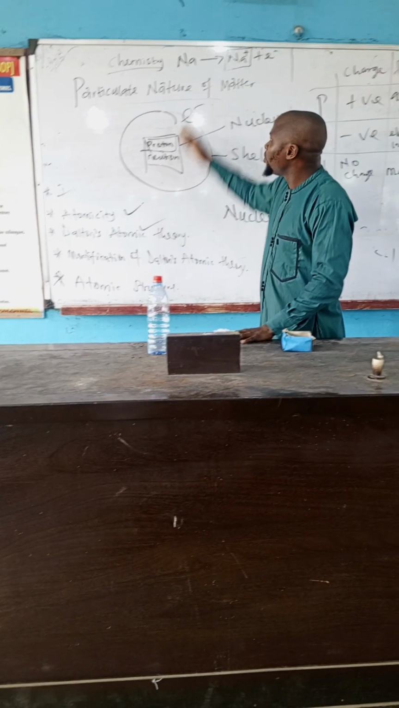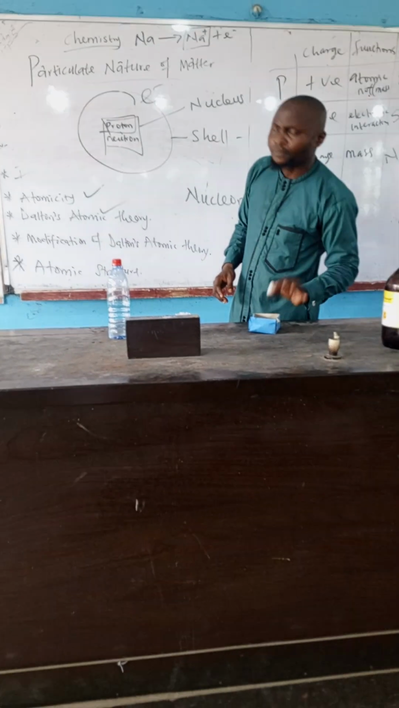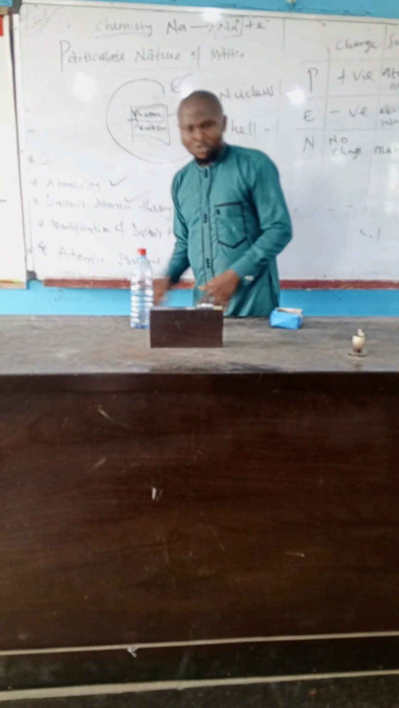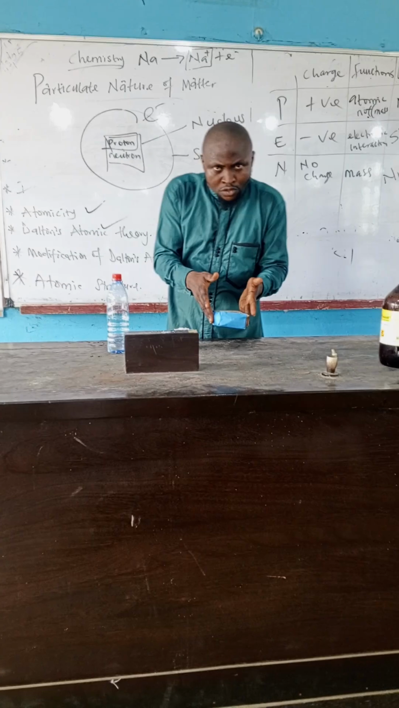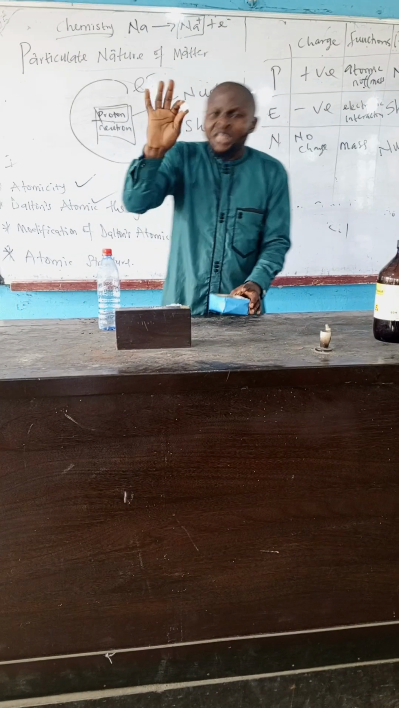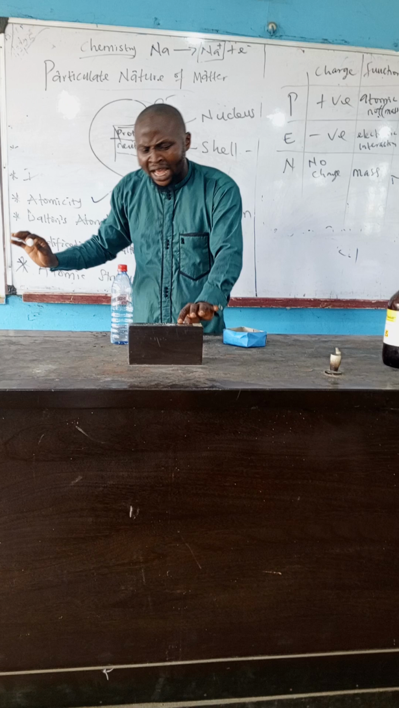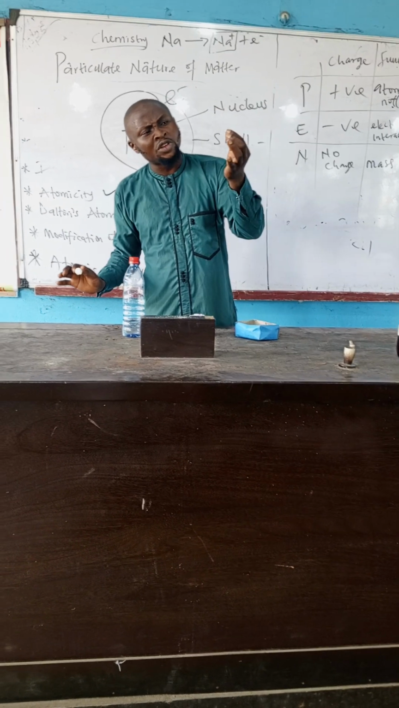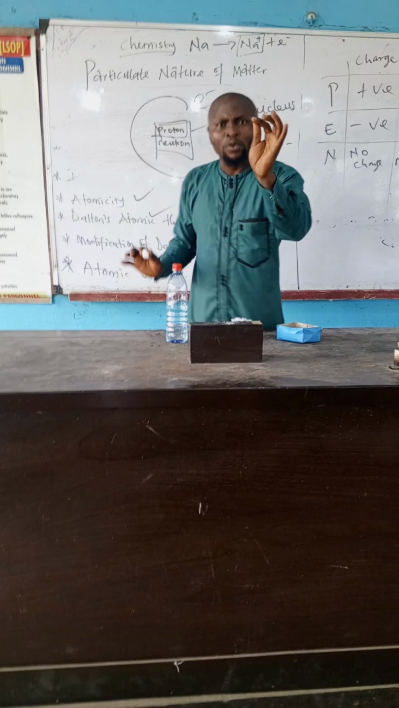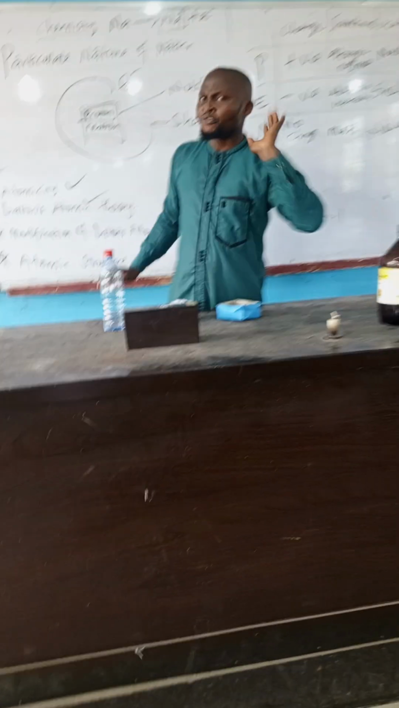We've also explained atoms. I demonstrated it with sugar. We explained molecules: the smallest particle of a compound that is capable of independent existence. Unlike a pebble or a grain of sugar, which is not capable of independent existence. I hope you understand.